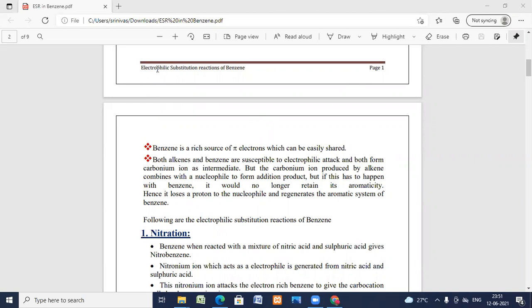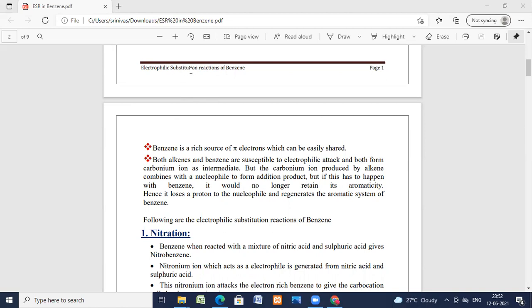Today's learning objective is about electrophilic substitution reactions of benzene. Benzene is a rich source of pi electrons which can easily be shed. So, both alkenes and benzene are susceptible to electrophilic attack and both form carbonium ions as an intermediate. Explaining in detail, let me give some introduction about electrophilic substitutions.